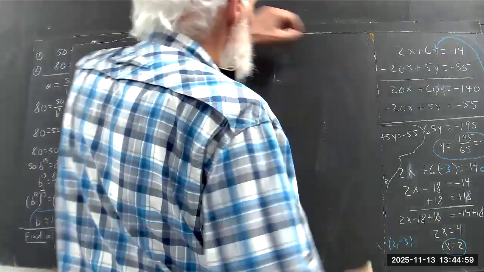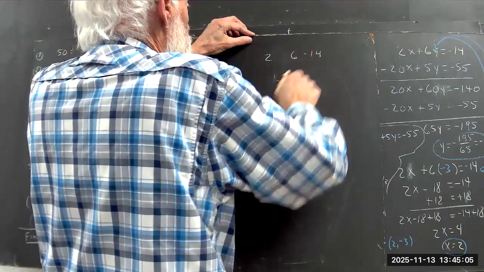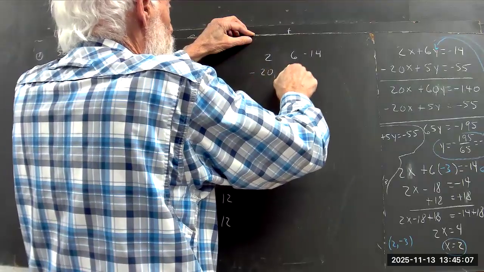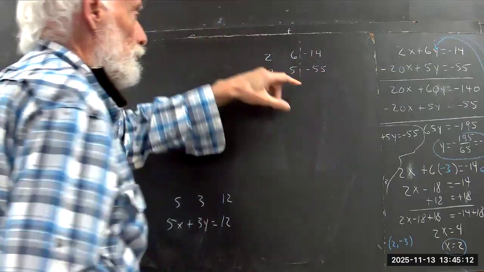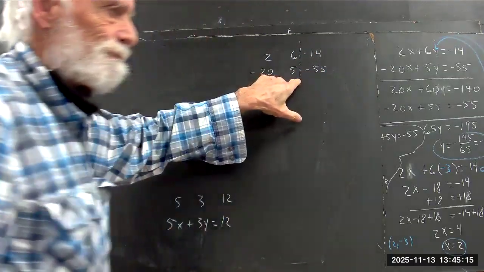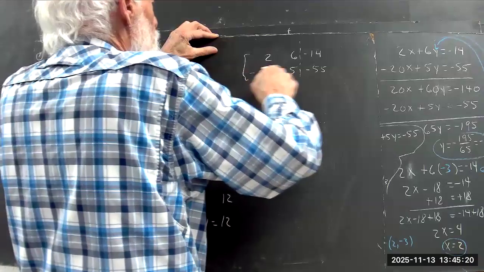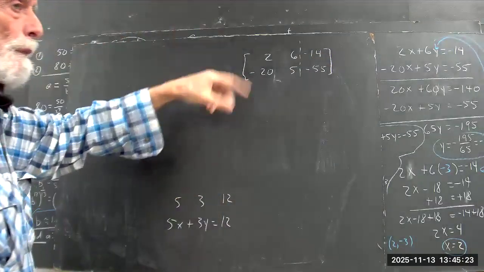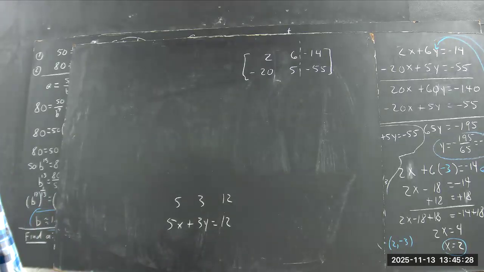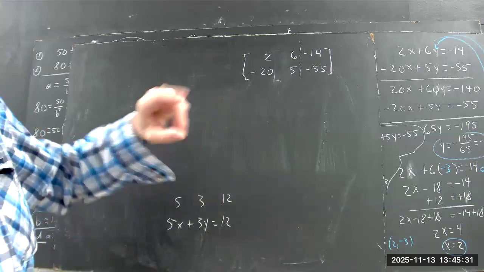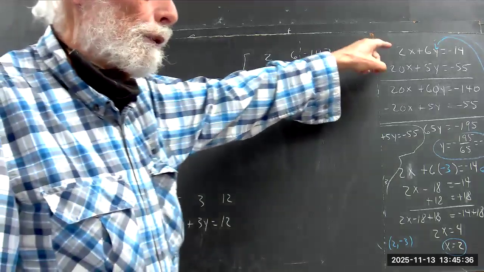So I can do a little shorthand on these things, 2, 6, negative 14, negative 25, negative 55. I'll put a little dotted line here to indicate that's where the equal sign goes. Okay. Then I do this, and I call it a matrix. Now we're going to do a little bit with matrices. We're going to learn to multiply them and so forth. Right now, all we're going to do is what I call row reduction, which is identical to elimination.